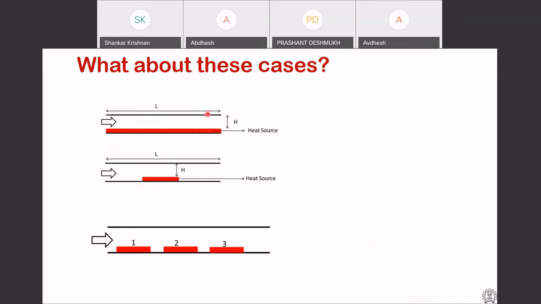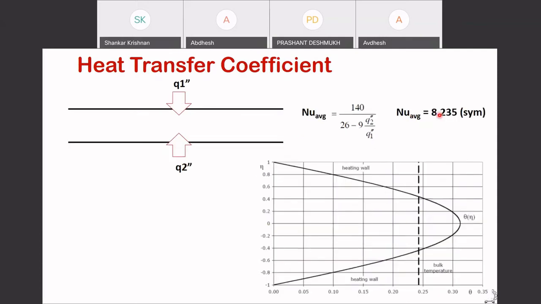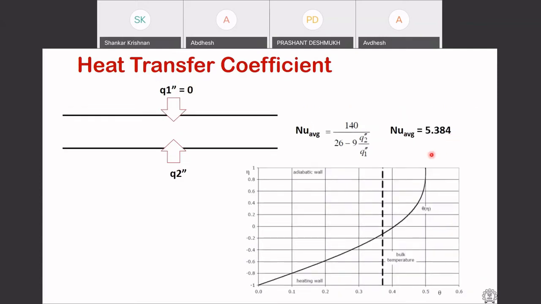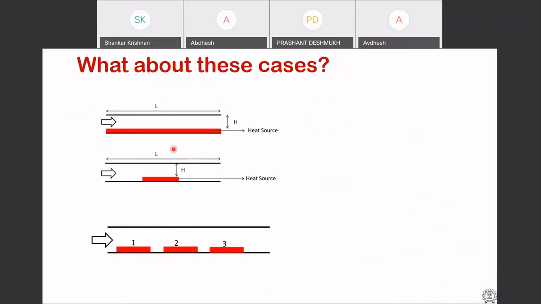So in this case, one has to use an asymmetric boundary condition because the top plate is not dumping heat, and this is the situation where we obtain this relationship. There is heat flux coming in from the bottom wall and no heat flux coming from the top wall. So the average Nusselt number is 5.3. This is not half of this. Half of this will be 4.1. However, it is 5.3. So one just has to really look into it.